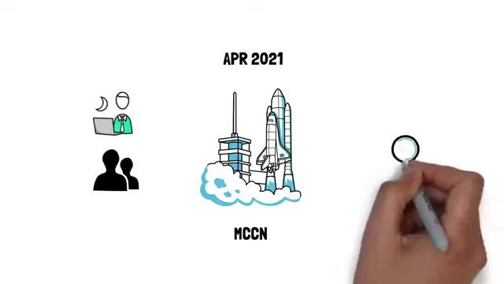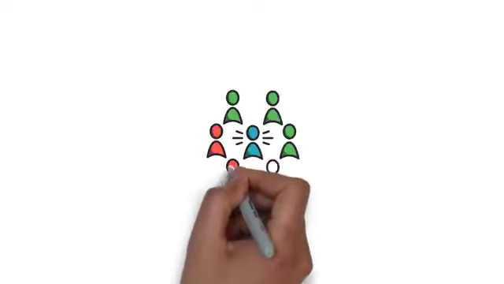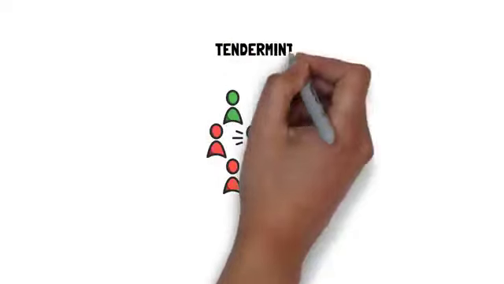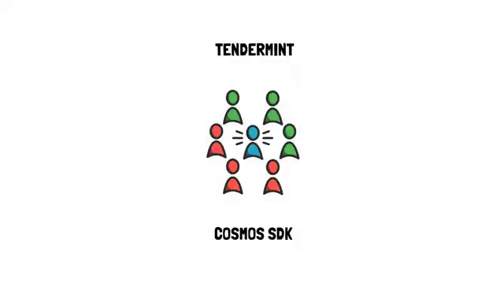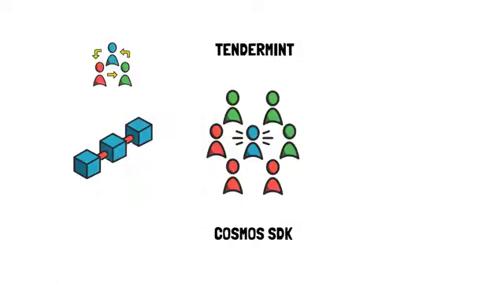Now let's see how Thorchain works under the hood. At the core of Thorchain protocol is a network of nodes built with Tendermint and Cosmos SDK. This approach allowed Thorchain to create a separate blockchain with its own consensus and network layer without having to build all of its elements from scratch.